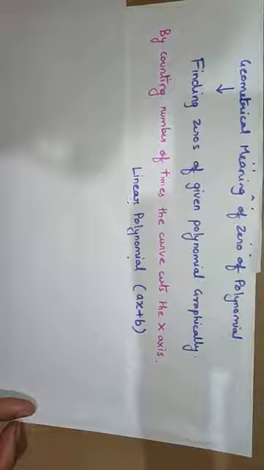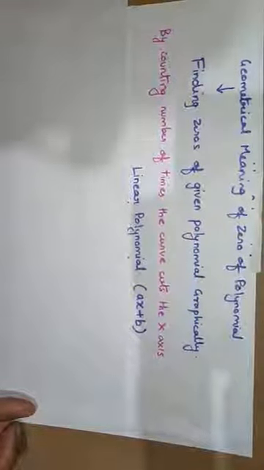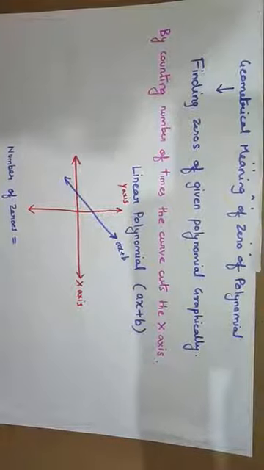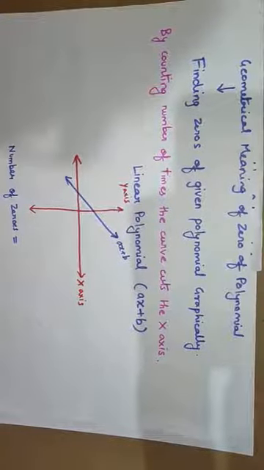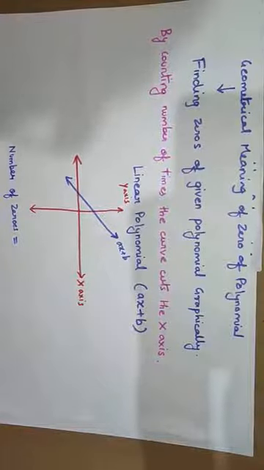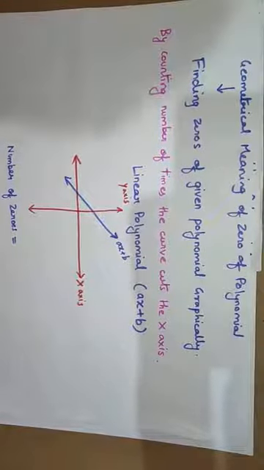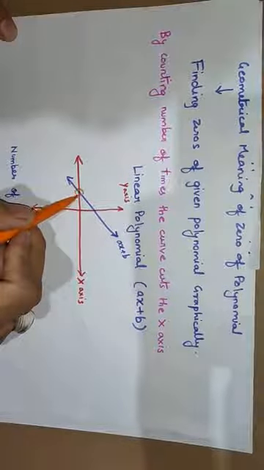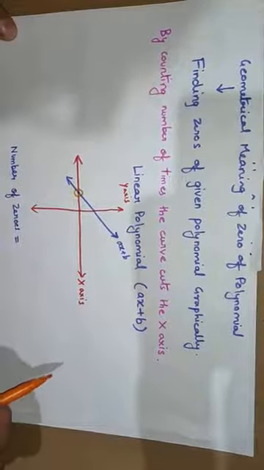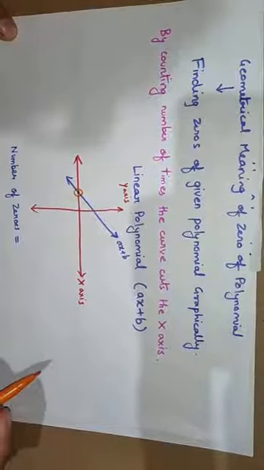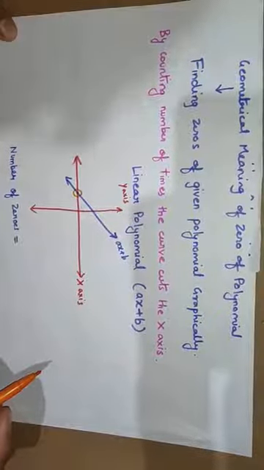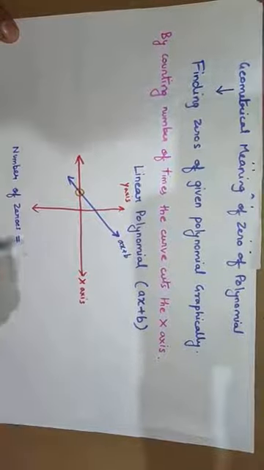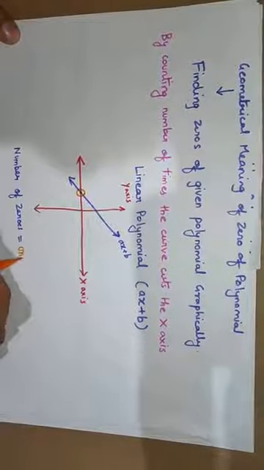It can be written, as you know, in the form of ax plus b. Now, here is the graph of linear polynomial, which is a straight line. As you can see, this straight line is cutting the x-axis at only one point. So I'll count the number of times the curve is cutting the x-axis, which is only 1. So in this case, number of zeros will be only 1.